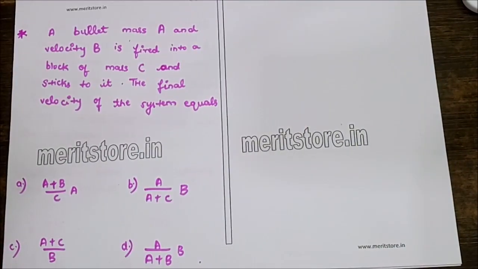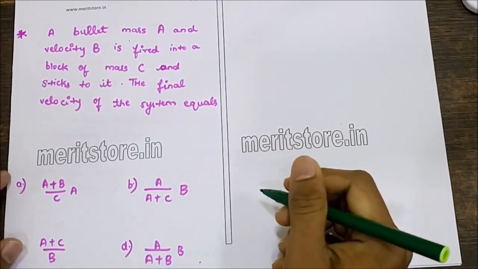A bullet of mass a and velocity b is fired into a block of mass c and sticks to it. The final velocity of the system equals, the four options given are a plus b by c into a upon a plus c times b, a plus c by b, and a by a plus b times b.